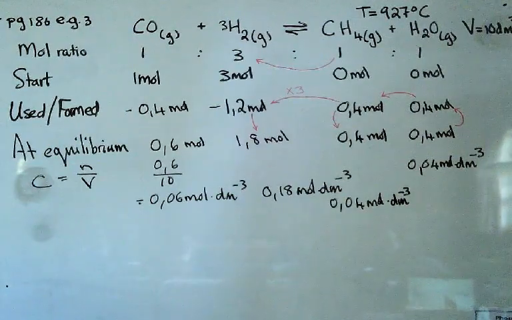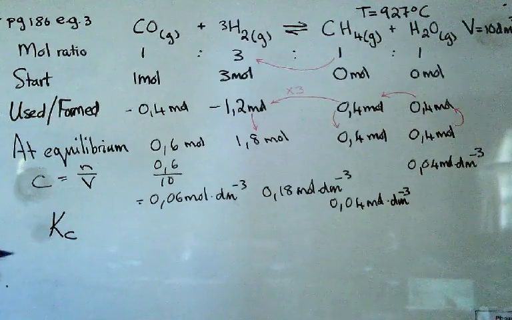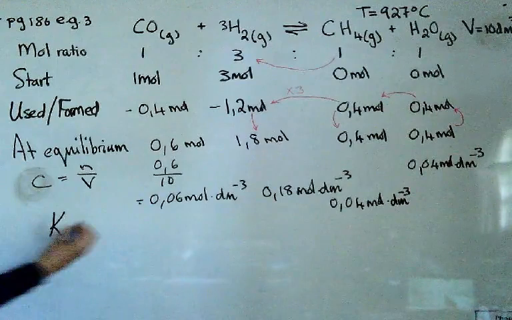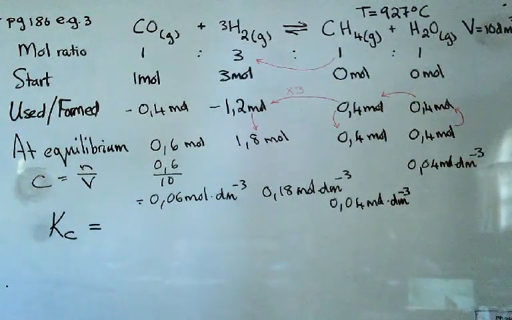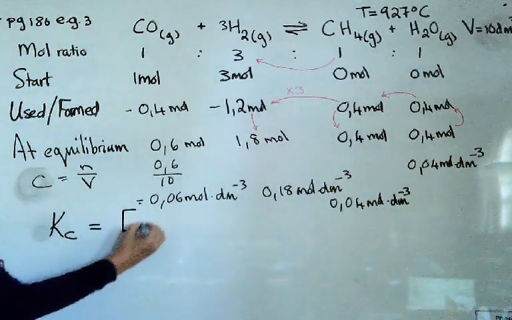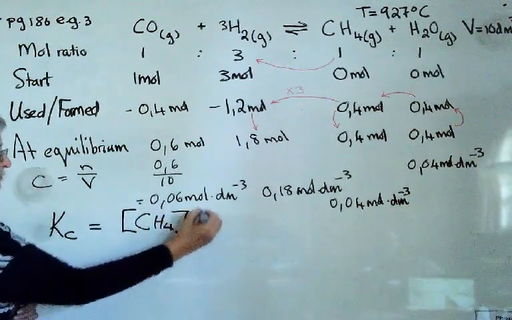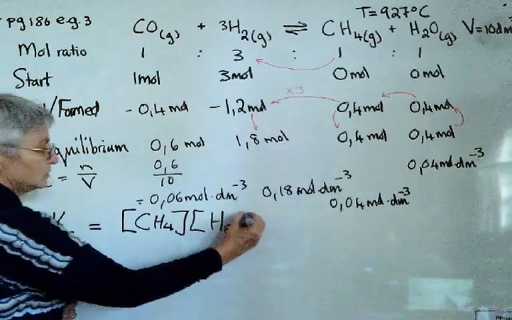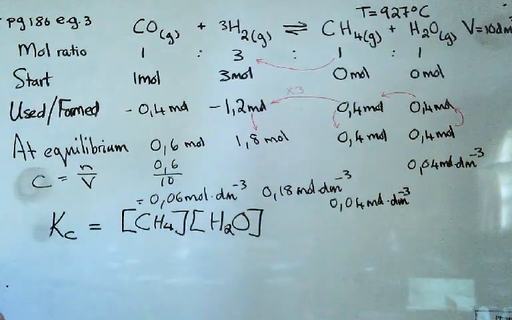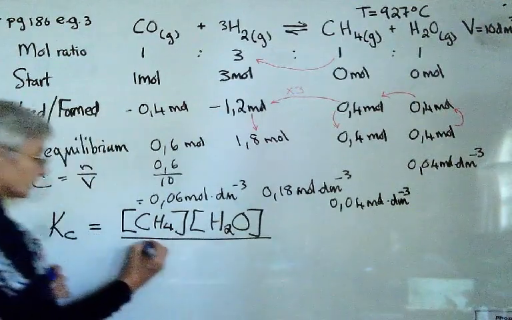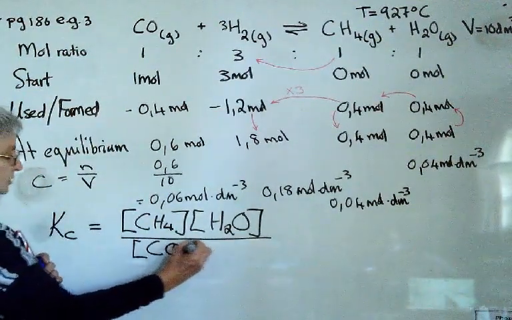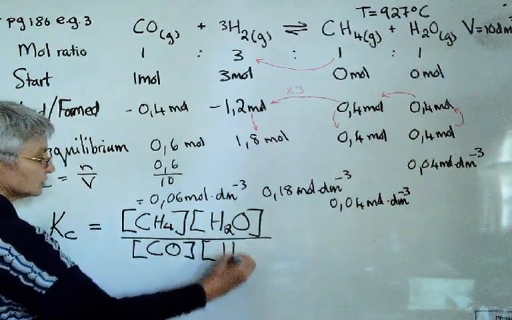Now, Kc. Some people just want to say brackets product divided by brackets reactants. It's not working that way. You actually have to write the equation down for the specific situation. So we start off with the product, so it's concentration of CH4 times the concentration of H2O. Remember, if the H2O would have been liquid, you don't put it in. Divided by the concentration of carbon monoxide times the concentration of hydrogen to the power 3.